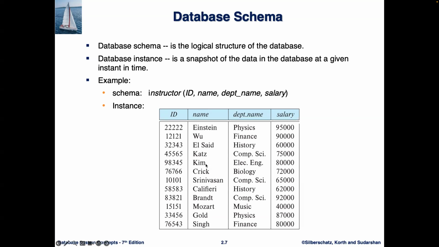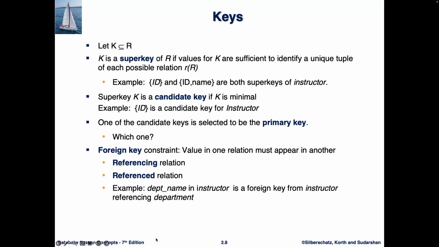We cannot by default use name as an attribute that can be a key. So we have to have it unique. So Kim with ID 98345, and that is unique. But Kim with another ID, that is 76545, that is unique, and that is not common between each other. So we can use ID and name as a combination for the super key, or we can use the ID itself as a super key.